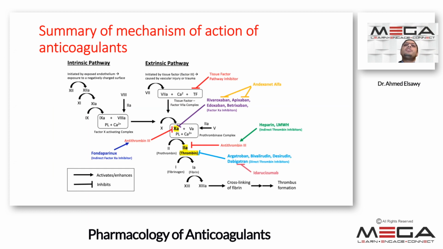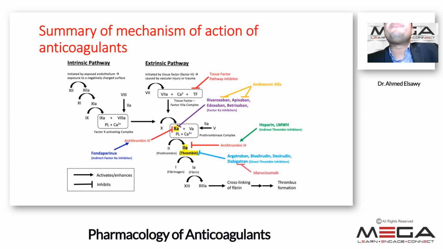So just to summarize the mechanism of action of anticoagulants in this slide, I feel it's a brilliant slide because it summarizes the action of different drugs. You see heparin, fondaparinux, and low molecular weight heparin work through antithrombin 3. Fondaparinux and low molecular weight heparin work mainly on factor 10A. Heparin and low molecular weight heparin work on factor 2A.